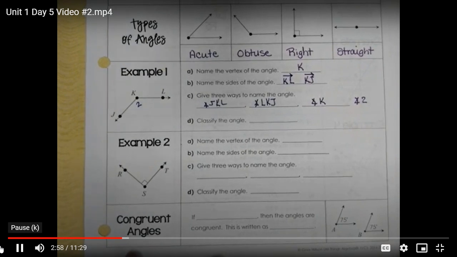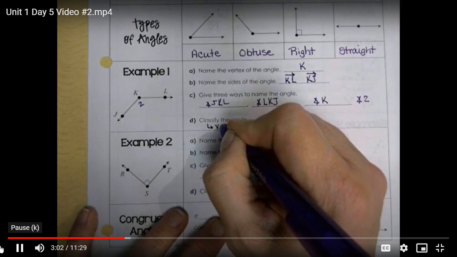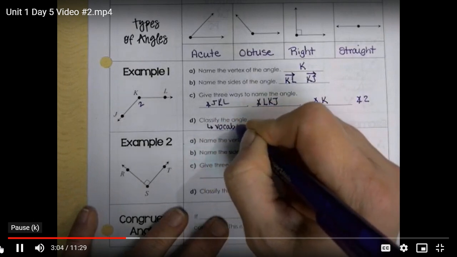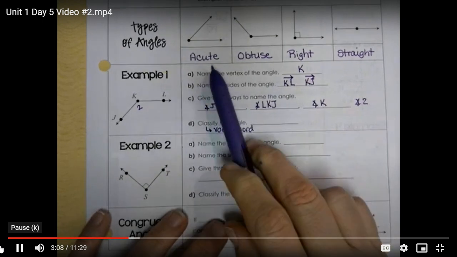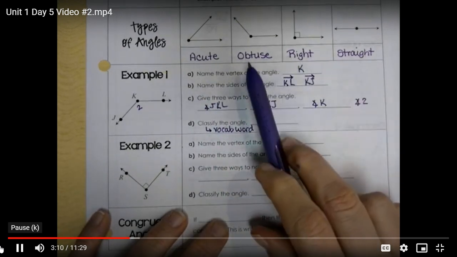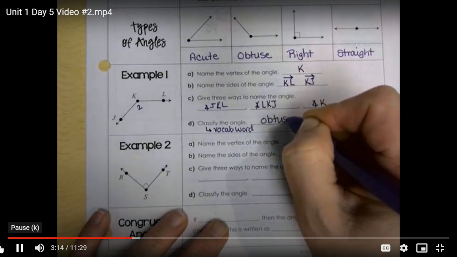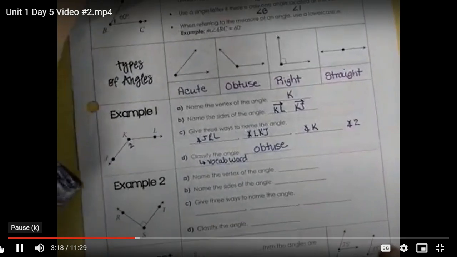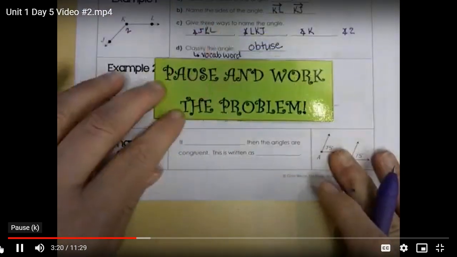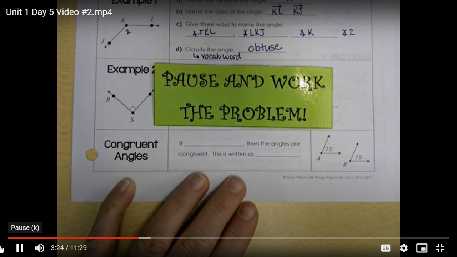Okay, now letter D, classify the angle. Classify means use a vocab word. So what would you use to describe this angle? And we're looking at these 4 words right here. It is obtuse. All right, so what I want you to do is to try to answer example 2 by yourself. Pause the video, and then I will uncover it and have the answers.